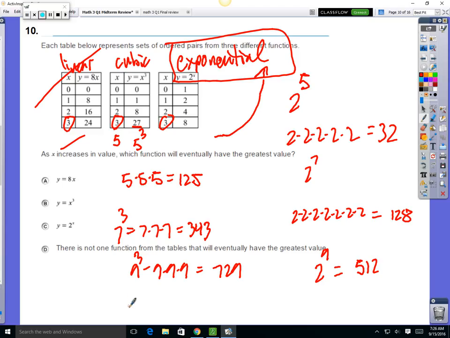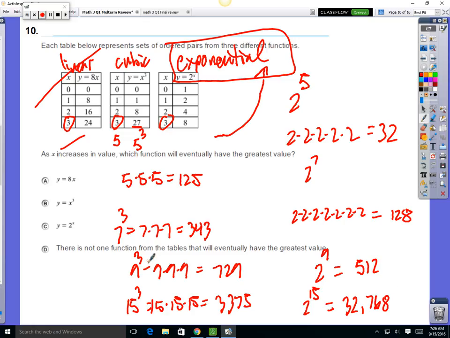So let's try like 15. If I plug 15 in for the cubic, so 15 cubed, that's 15 times 15 times 15. That is 3,375. And if I do 15 into the exponential, 2 to the 15th, that's a lot of 2's. Okay, there we go. Check out what it is at 2 to the 15th. It is 32,768.